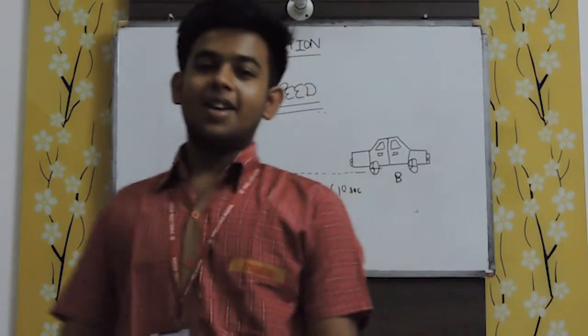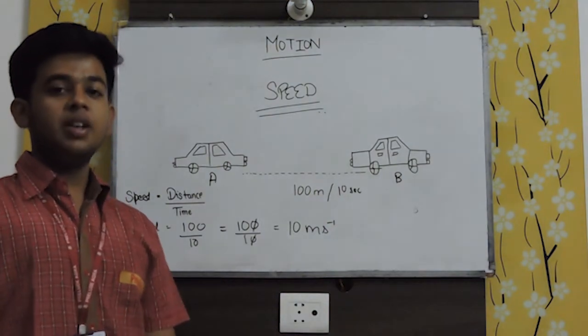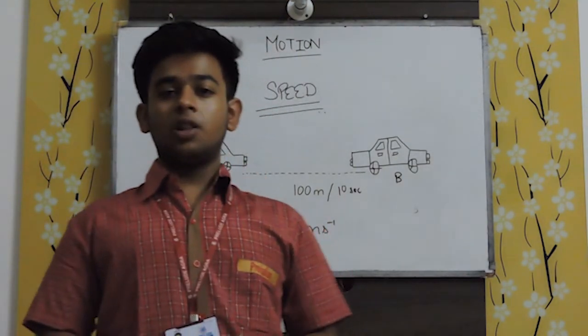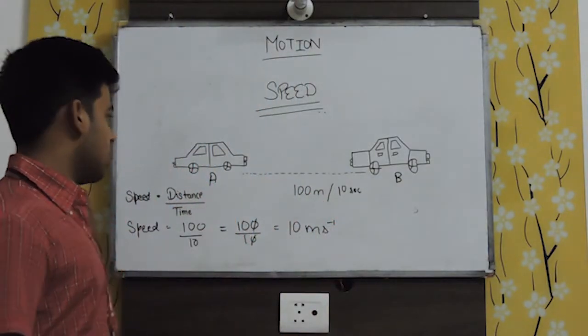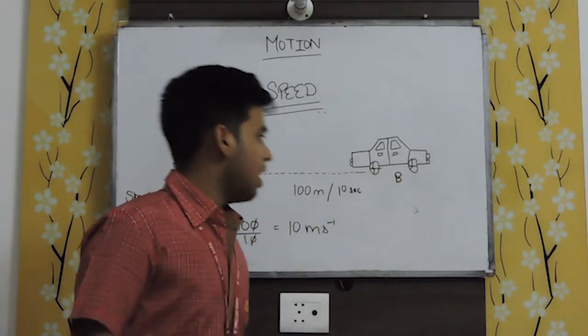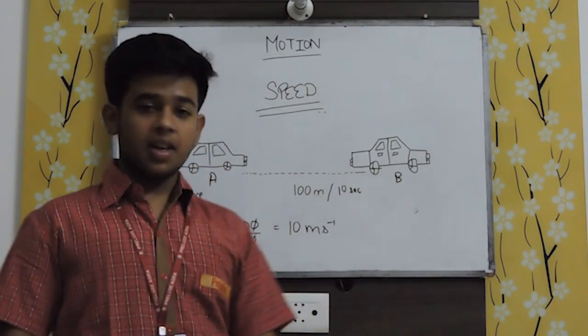Hello friends, let us talk about speed. What is speed? Speed is an indication of how fast an object is moving. Speed is a scalar quantity which includes only magnitude. Let us consider this case in which a car travels from point A to point B, which covers a distance of 100 meters in 10 seconds.